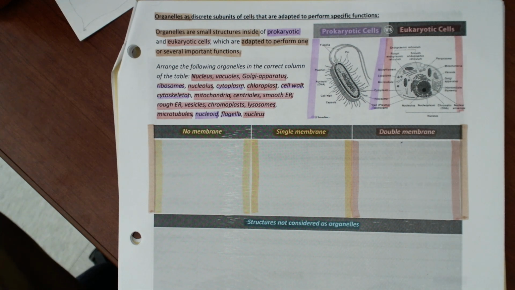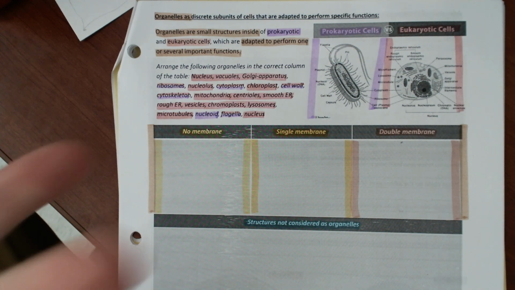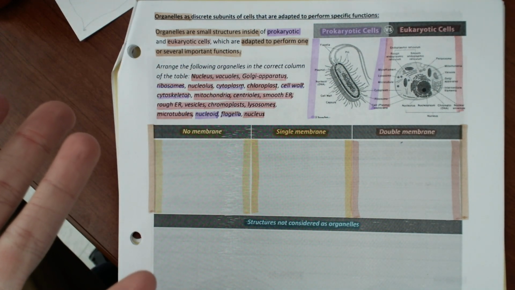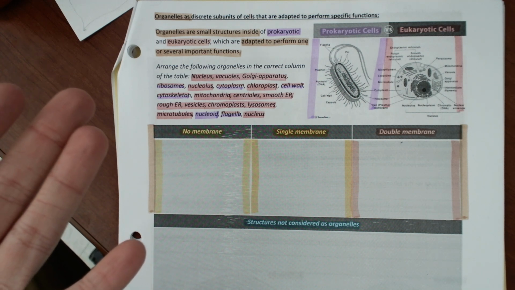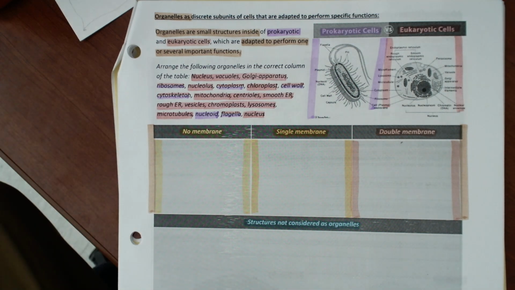So your first page is all about organelles as discrete subunits of cells that are adapted to perform specific functions. We did the little compartmentalization sheet where you looked at specific organelles and how they were adapted. You looked at, I think it was mitochondria, your nucleus, free ribosomes, Golgi, chloroplast, and bound and unbound ribosomes. Did I already say mitochondria? That might be the one I'm missing.